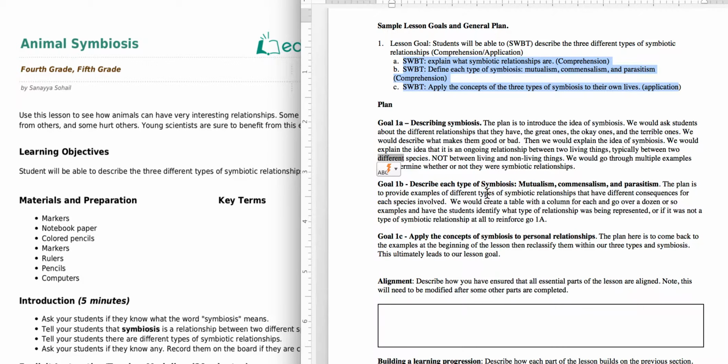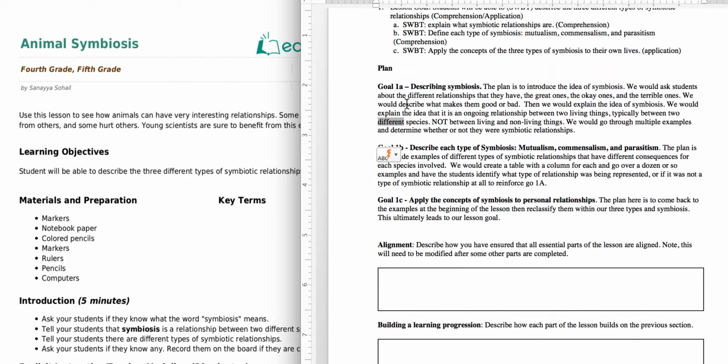But the main thing that we're trying to do is establish what is the progression of ideas, how am I going to build student knowledge. The plan then that I came up with, and again, I don't need a ton of detail, a couple sentences is okay, just clarify it.